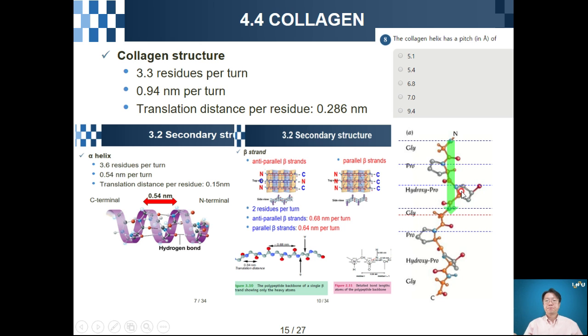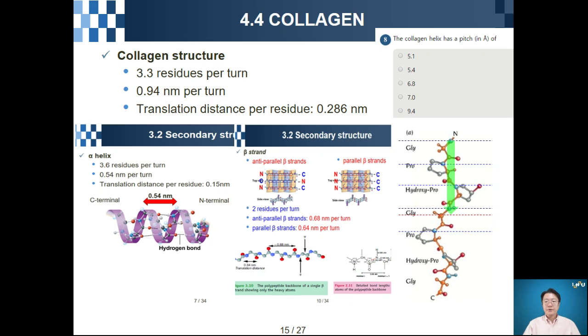Okay, because the translational distance is 0.15 nanometer, but this one is about 0.286 nanometer. So it means that this collagen structure will be more unstable than the alpha helix. Okay.